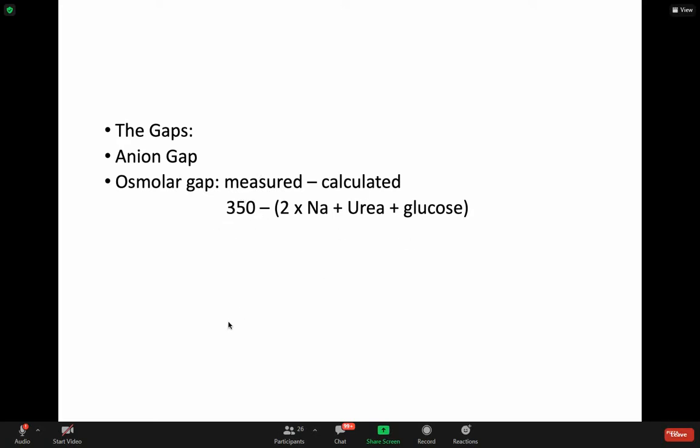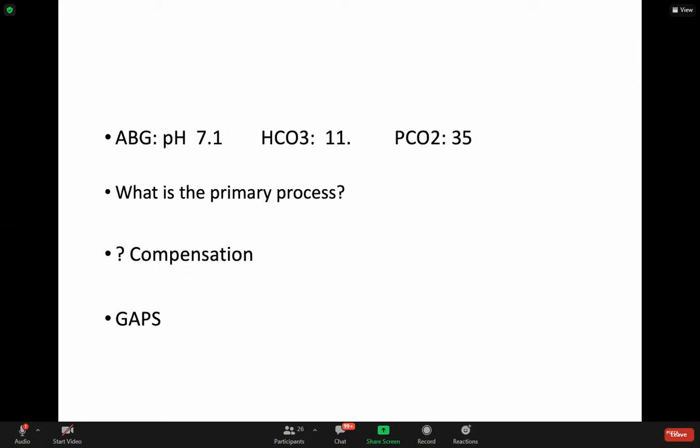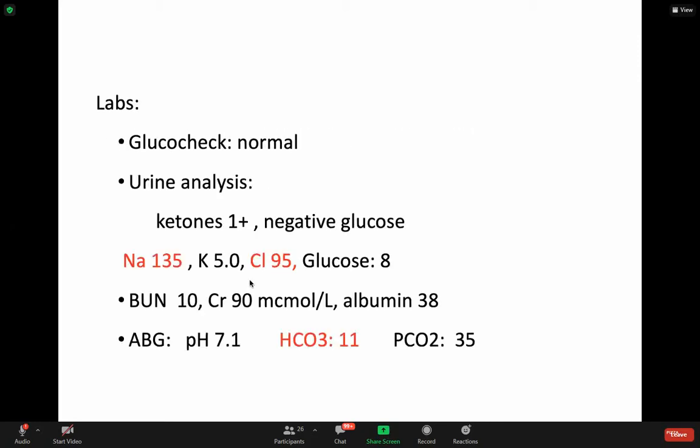طيب كم الكالكوليتد؟ 2 في الصوديوم. كم الصوديوم عندي؟ خلينا نشوفها. الصوديوم عندي 135. 2 في 135، 270 زائد اليوريا 280 10 ها زائد الجلوكوز 288. واضح؟ 2 في الصوديوم 270 زائد اليوريا زائد الجلوكوز هذه 288.